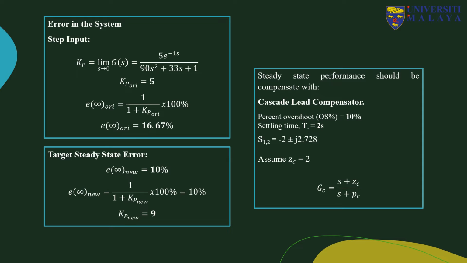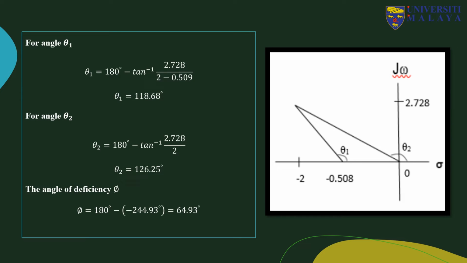Then from here, this is the formal equation for the cascade lead compensator, (s + zc) over (s + pc). By assuming zc equals 2, we need to find the pc. To find the pc, first we plot the coordinate, which is s equals negative 2 plus 2.728j.